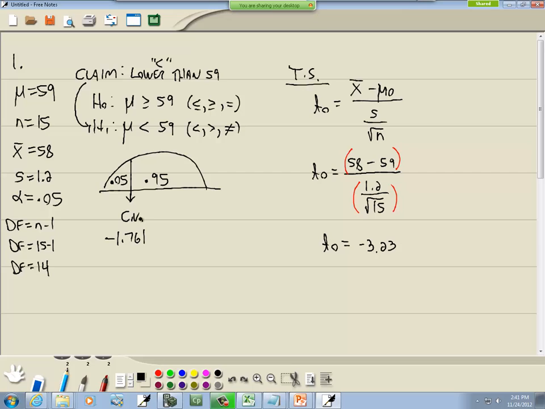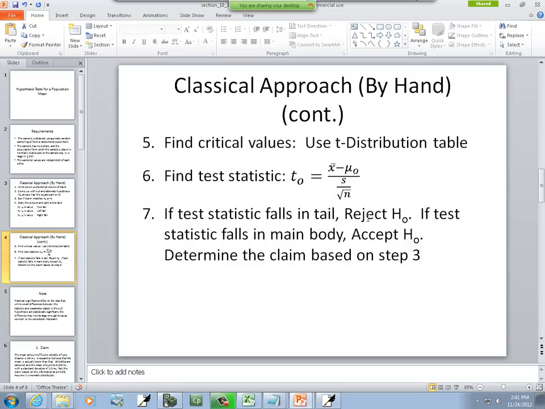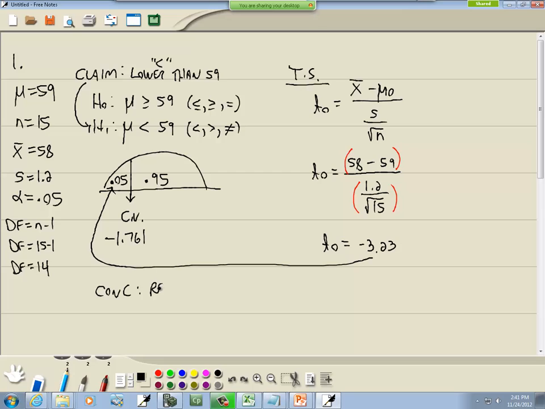Now this is the number line. Here's negative 1.761. Negative 3.23 will fall over here somewhere. So for a conclusion, if the test statistic falls in a tail, which it does, the left tail, then you reject H0. Now H0 and H1 are opposites of each other, so if you reject H0, that means you accept H1. Our claim matched H1, so whatever we say about H1 is what we say about our claim. We accepted H1, so we accept our claim.